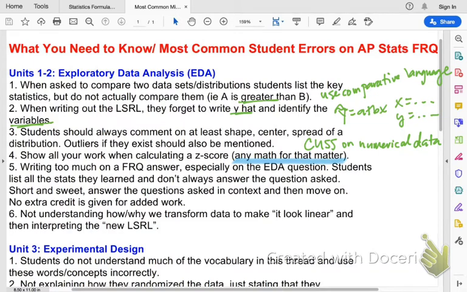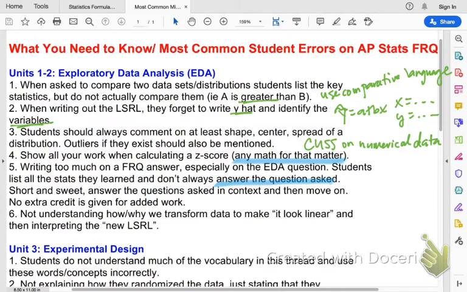Writing too much on a free response question answer, especially on an exploratory data analysis question. Students list all the stats that they learned and don't always answer the question asked. So you want to always make sure that you're answering the question asked. Short and sweet, move on, no extra credit given for added work.